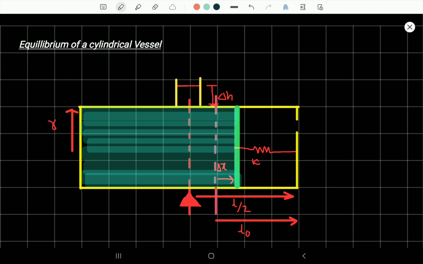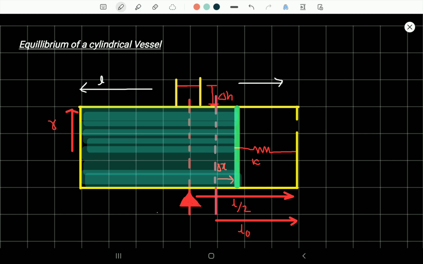So here you can read the problem. I will just explain it here, and I have drawn the figure. It is given that water is filled in a cylindrical vessel of base radius r. The total length of the vessel is capital L.